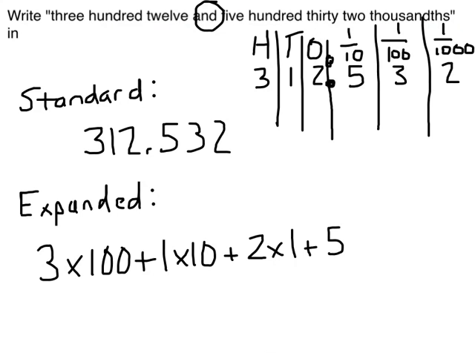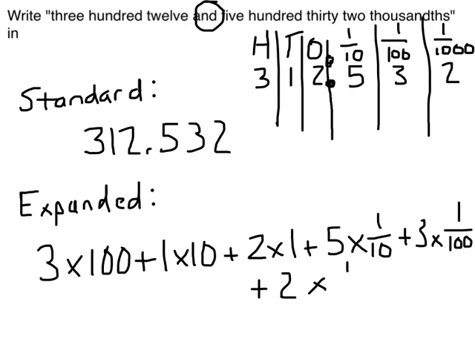5 is in the tenths place, so I would multiply 5 times 1/10. 3 is in the hundredths place, so I would multiply 3 times 1/100. And 2 is in the thousandths place, so I would multiply 2 times 1/1000.